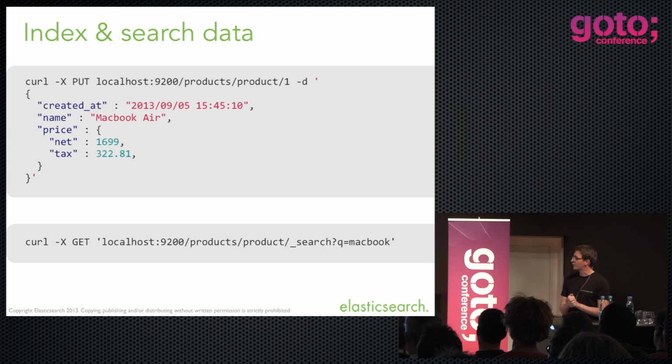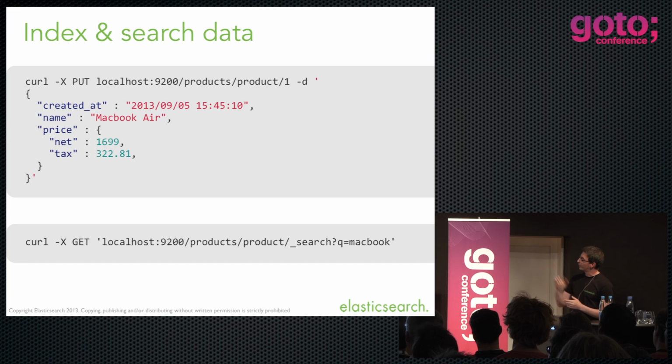So how do you index and search data with Elasticsearch? This is pretty much the first command you have to execute. I will not talk about curl as a tool. It's a command line HTTP client. It's kind of a Swiss Army knife for everything. So if you don't know it, use it a lot.